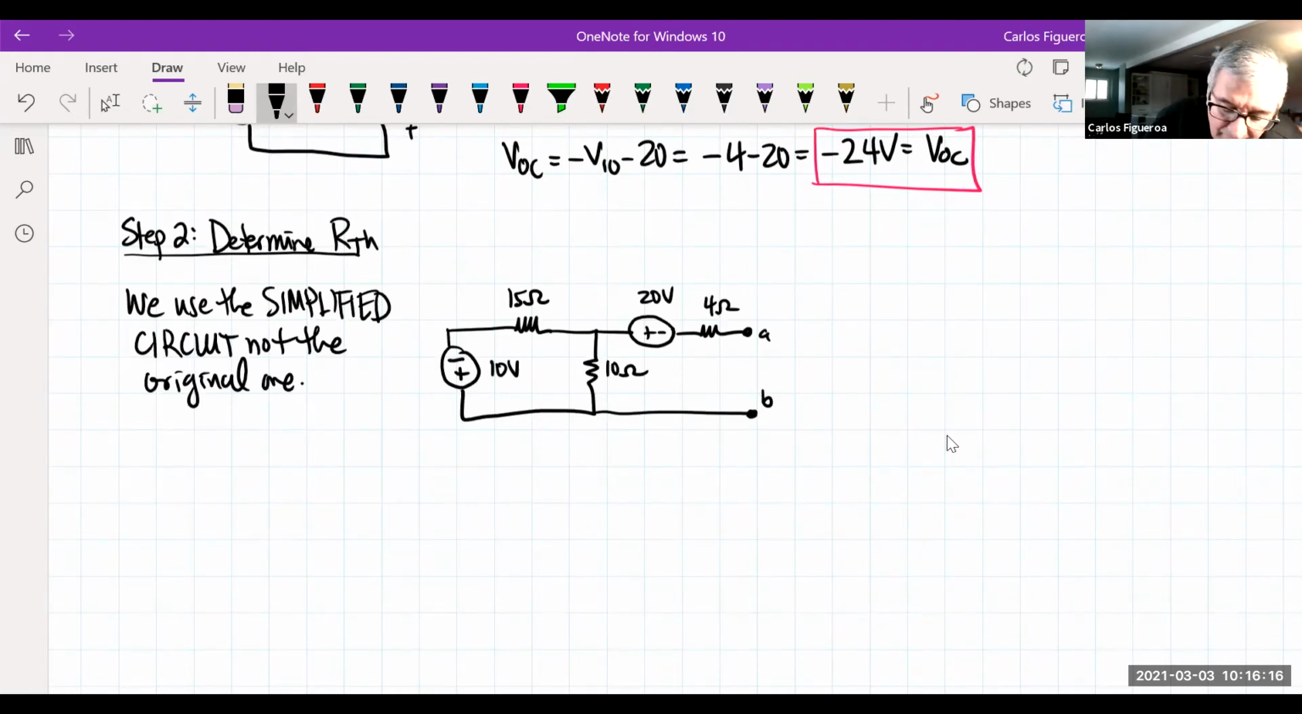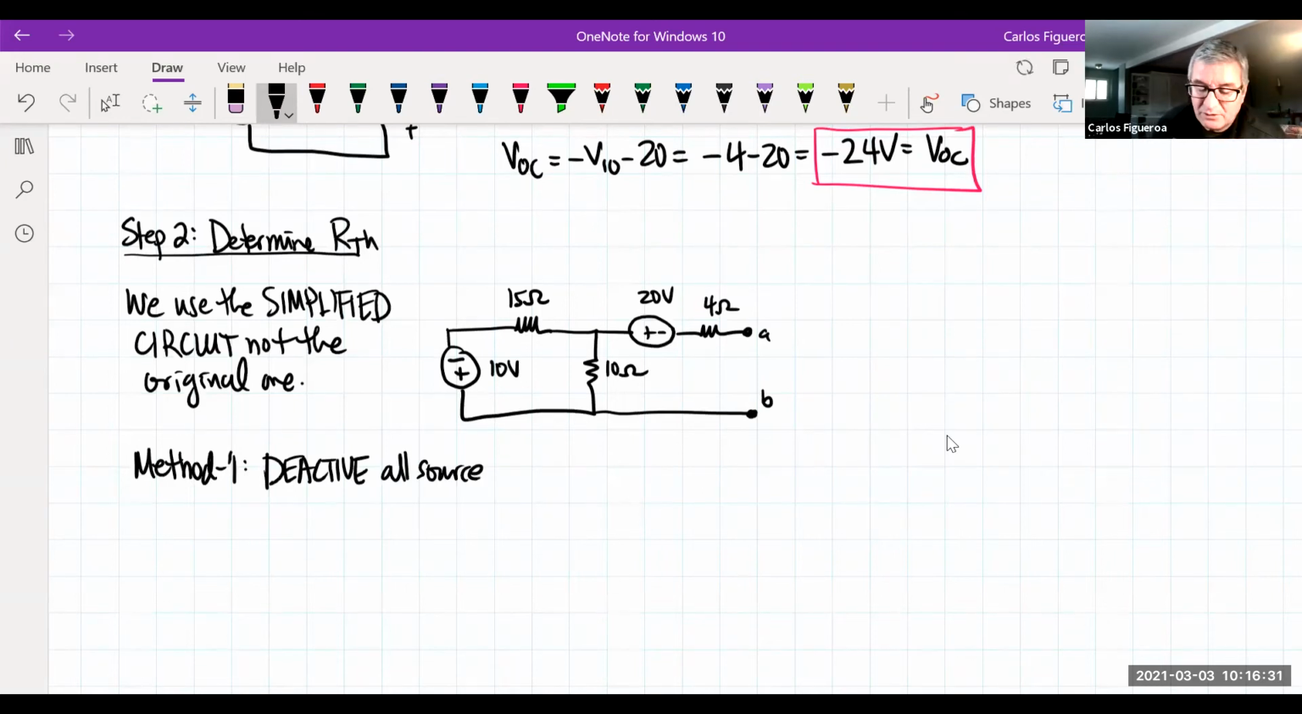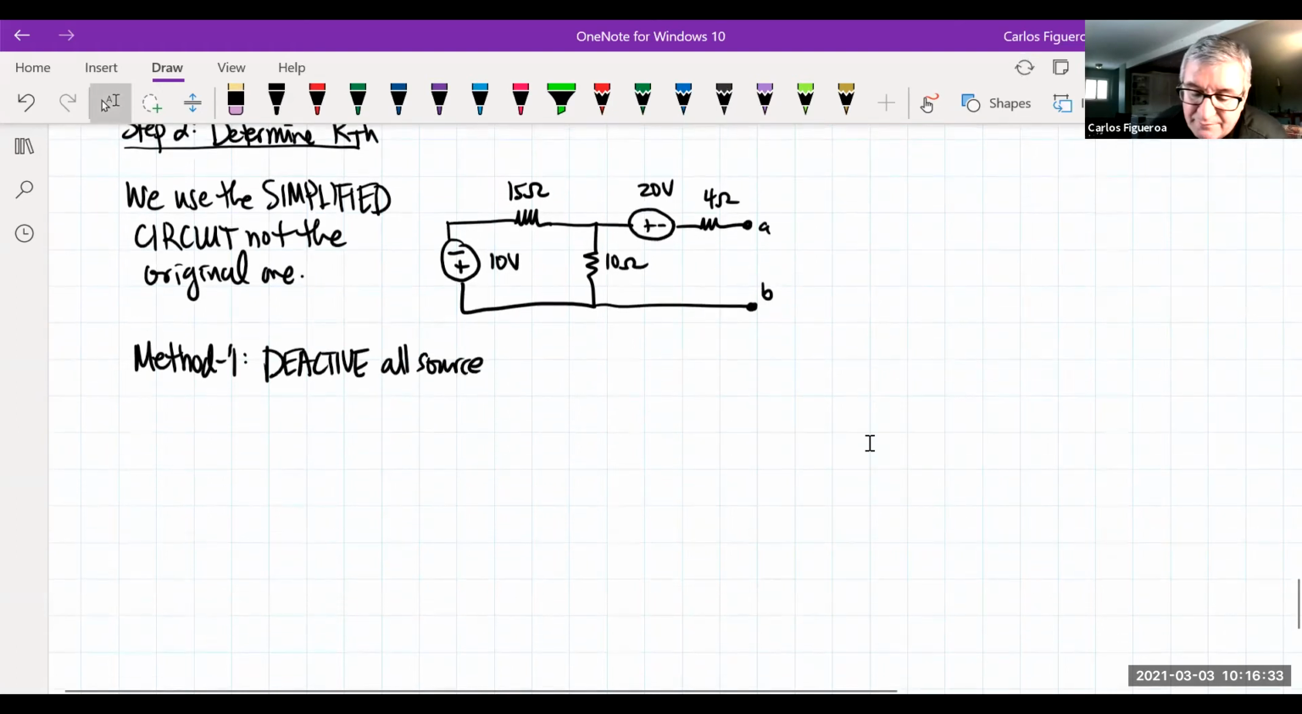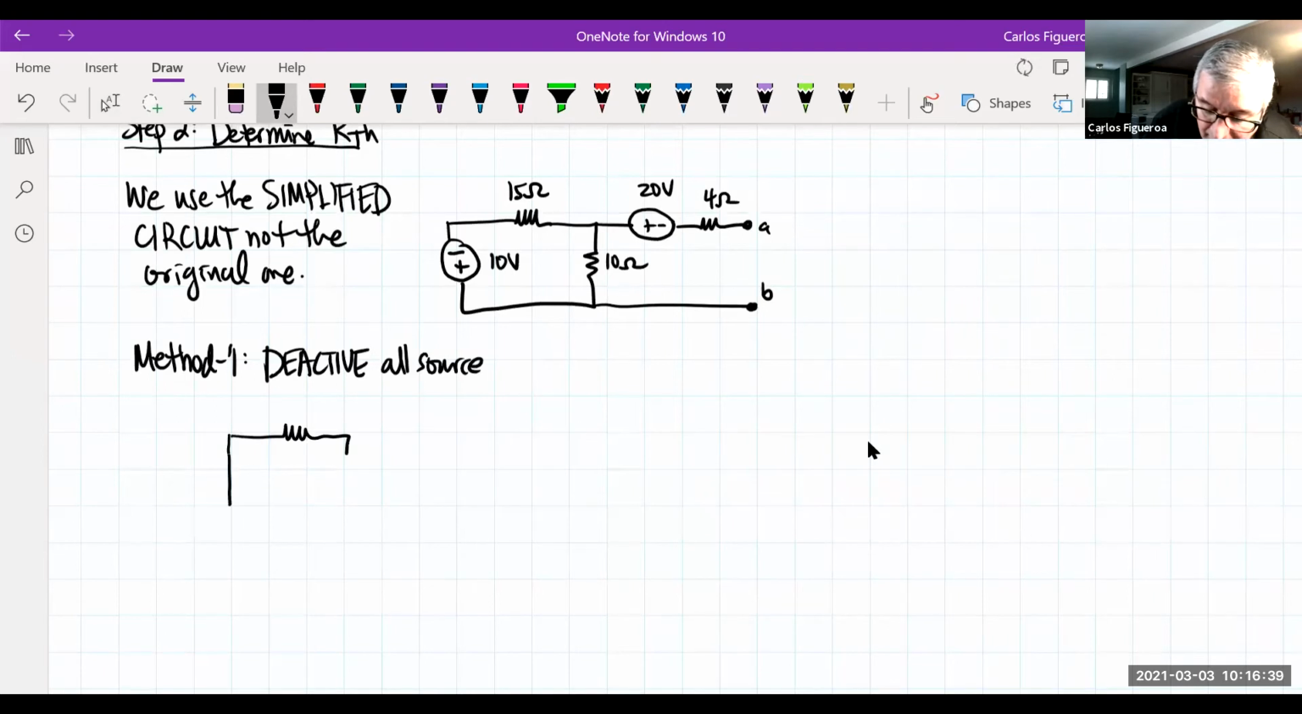So here we go, method 1. I deactivate all sources. If I deactivate all sources, then what am I going to have? I'm going to have a short. I'm going to have a 15 ohm, I have a 10, and then I'm going to short like this. Look what happened to the 4 ohm. It's still there.